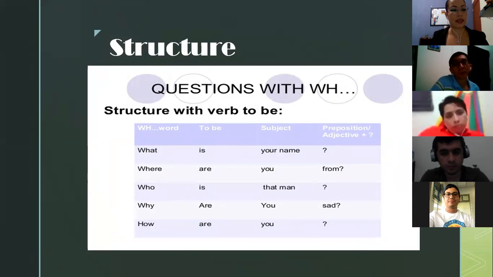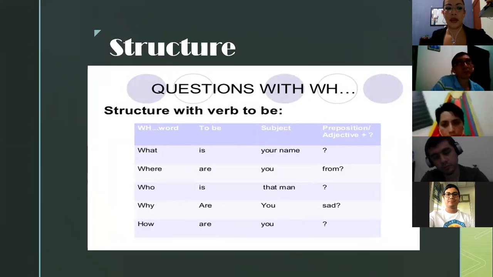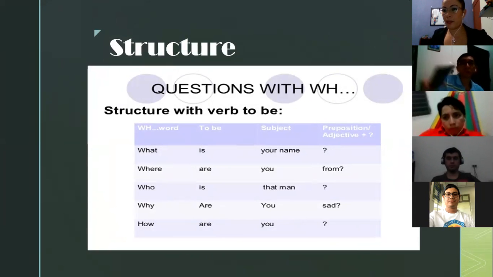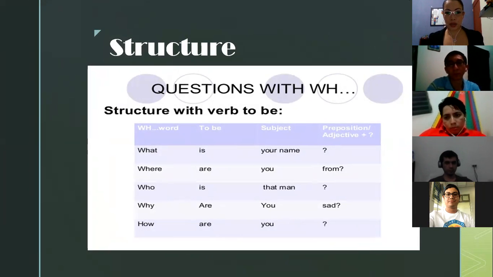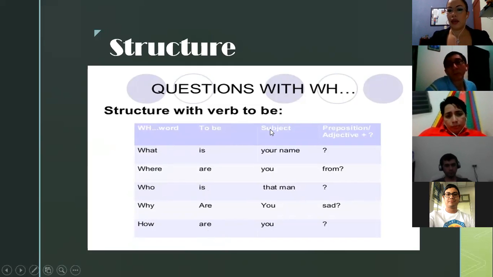En la plataforma, en los ejercicios que vienen, vamos a estarlas utilizando las WH questions con el verbo to be. Para recordar cómo va la estructura, cómo formar una pregunta: primero la WH word, después el verbo to be (is, are, am, dependiendo del sujeto), el sujeto, y luego puede ir una preposición, adjetivo, el complemento, y al final, pues, el signo de pregunta.